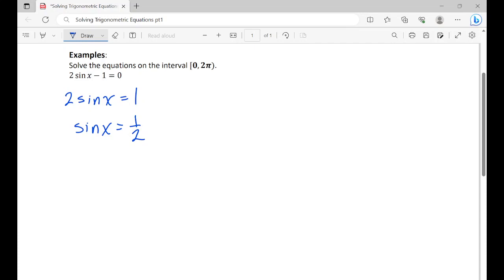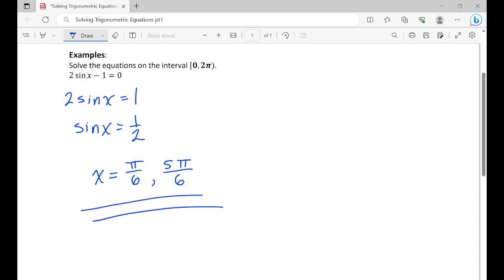Now this is where having the unit circle makes things easier. You need to ask yourself, where on the unit circle is sine of x equal to a half? And in this kind of equation, there's only 2 places where you will get a positive 1/2. You will get it at pi over 6 and 5 pi over 6 for sine, for the y value. These are the 2 solutions to this trig equation.